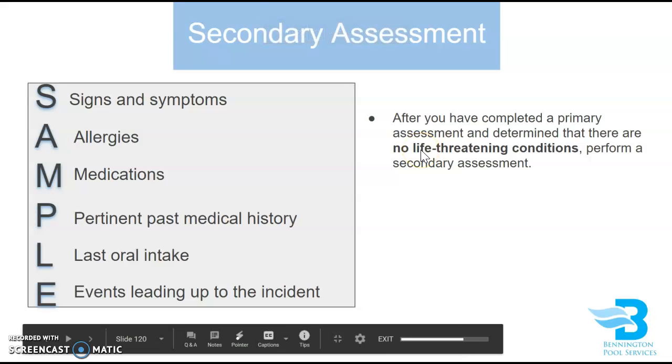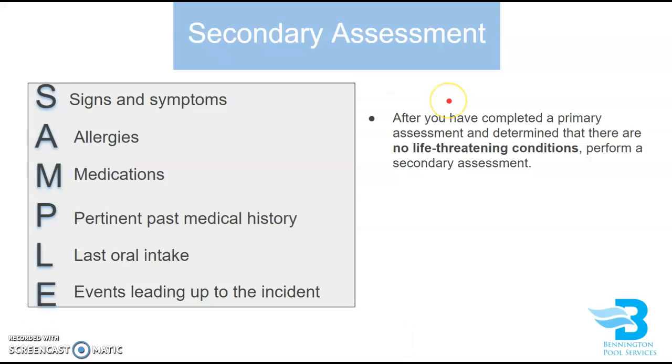I have a bit of a different setup today because I thought it would just be easier for you all to see the acronym I'm going to go over while I go over it. So, today I'm going to be talking about the secondary assessment, and you should perform this assessment after you have completed a primary assessment and determine that there are no life-threatening conditions. That is when you perform a secondary assessment.